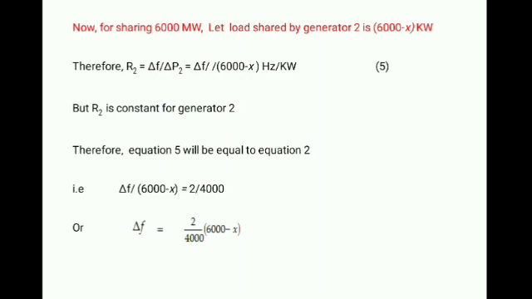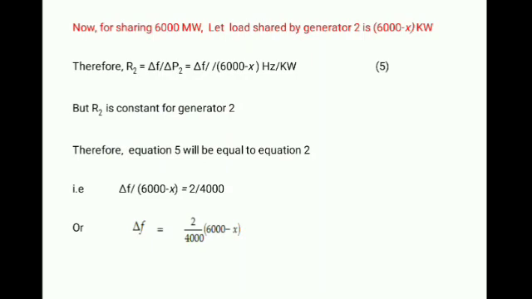Similarly, for sharing the 6000 kilowatt, again a misprint, it will be kilowatt. Let the load shared by generator 2 be 6000 minus X kilowatt. Therefore R2 can again be written as change in frequency upon delta P2. What is the change in load here? 6000 minus X, but we are still unaware of the change in the frequency, so I just keep it as delta F. But for each and every machine, the speed regulation parameter is constant for every load condition.